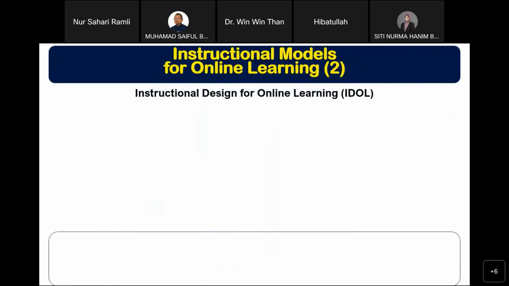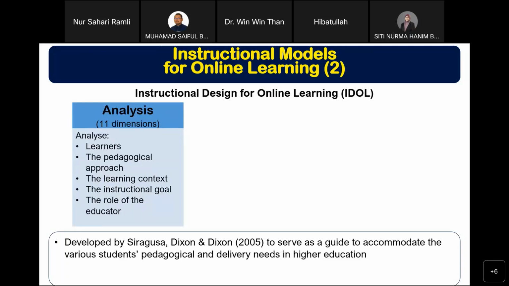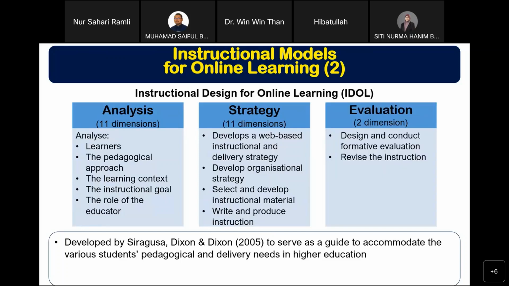Okay, so there was also another instructional model that has been designed for online learning, and that is known as IDLE. IDLE was developed by a PhD student named Siragusa, along with two other researchers, Dixon and Dixon. This instructional model was created to serve as a guide that can accommodate the various students' pedagogical and delivery needs in higher education. It consists of three phases: analysis, strategy, and evaluation.